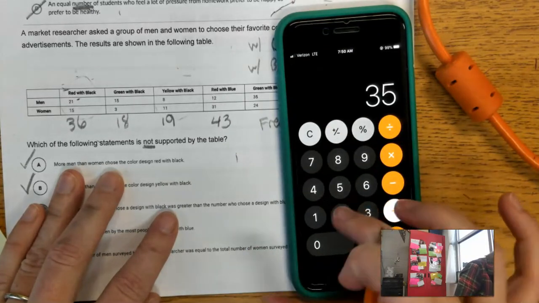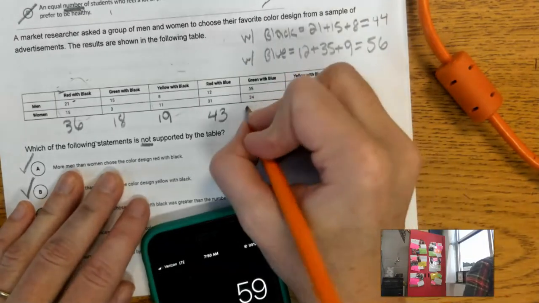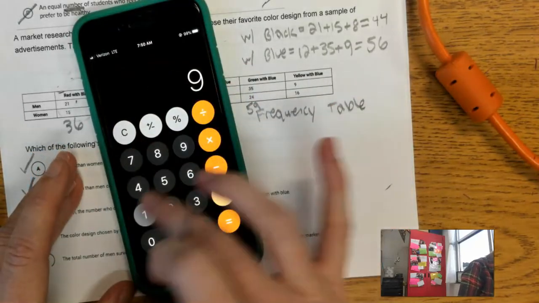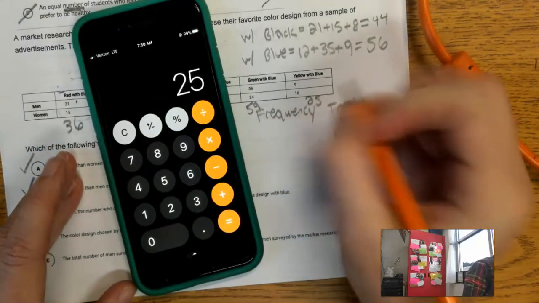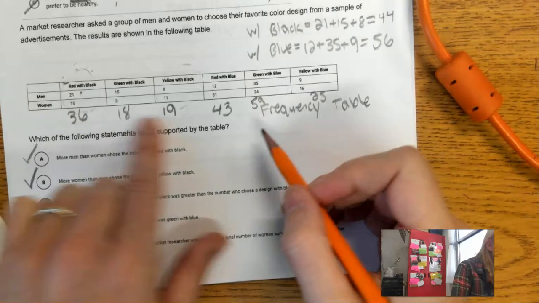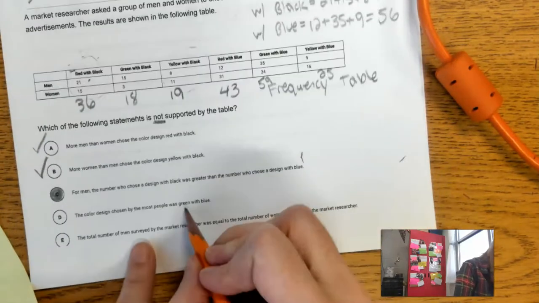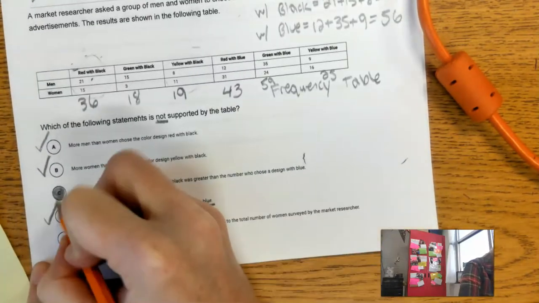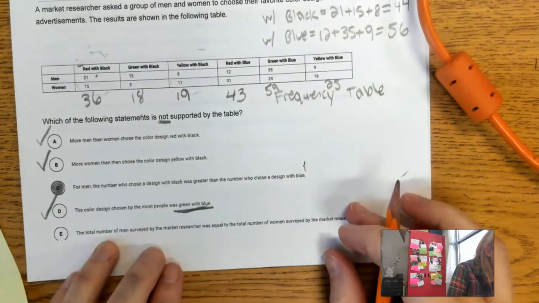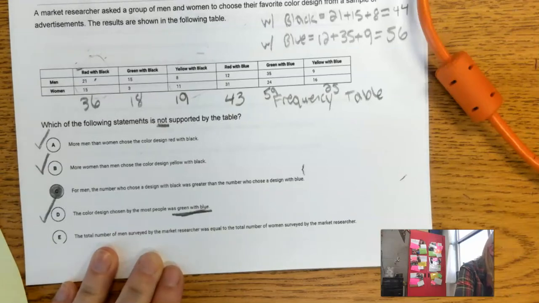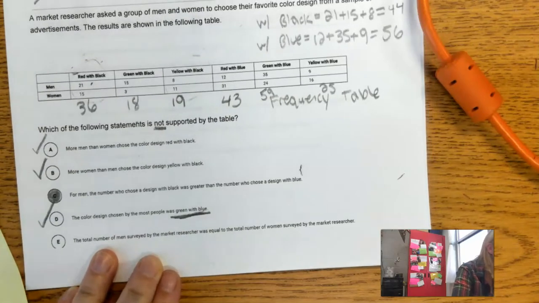35 plus 24 is 59. And then 9 plus 16 is 25. So it looks like my biggest one is 59, green with blue, and that is what most people chose, so this is true. All right, and then E, the total number of men surveyed by the market researcher was equal to the total number of women surveyed by the market researcher.